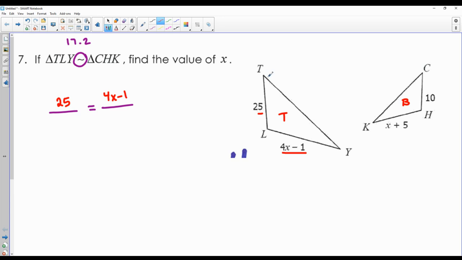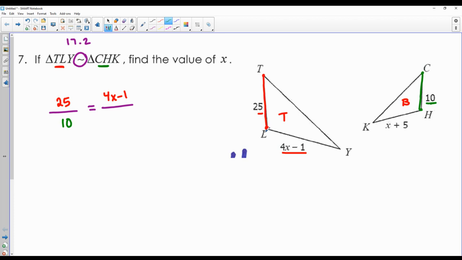All right, now notice this 25 right here. This goes between, that's the side between T and L. So when you look right here, T and L are my first two letters. So this one is going to be proportionate with the first two letters on my other triangle, on the C to H. So C to H right here. So I'm going to put that 10 right under that.